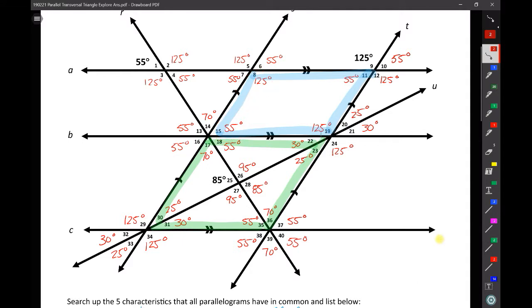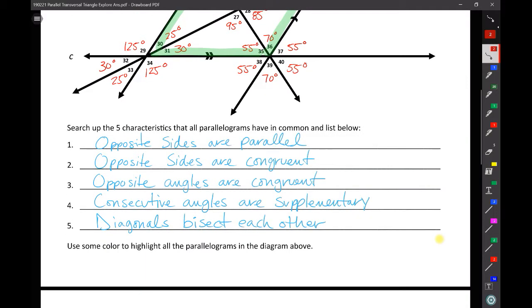So let me show you, watch carefully, let me show you the consecutive angles in here. 15 and 8 are consecutive angles. 8 and 11 are consecutive angles. 11 and 19 are consecutive angles, and 19 and 15 are consecutive angles, and each pair of consecutive angles is always supplementary. So that covers property number 4 right here.